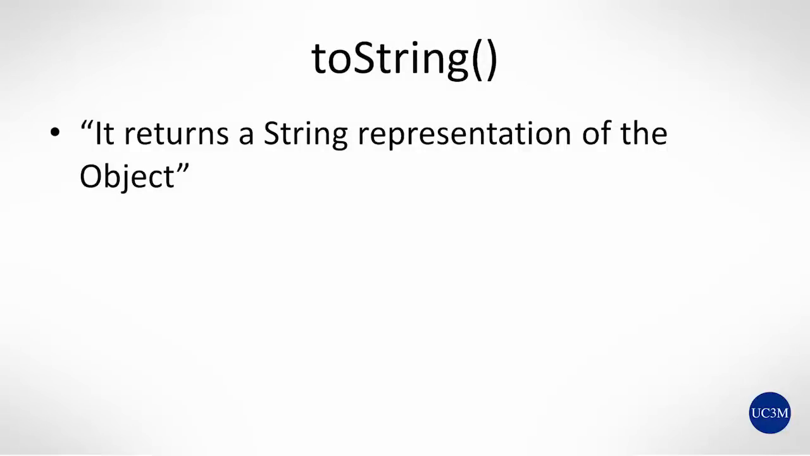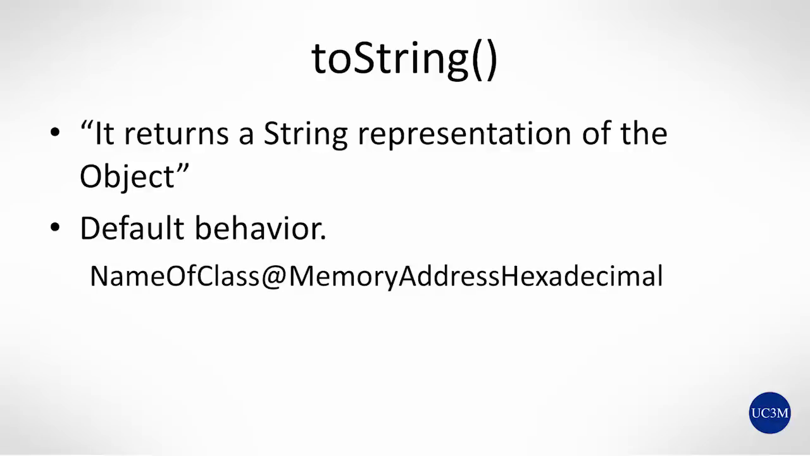The Javadoc description of the method toString in the class Object says that it returns a string representation of the object. Well, what does this string representation look like? By default, the method returns the name of the class of which the object is an instance, and a serialization of the identifier of the object. More formally, a hexadecimal representation of the physical location of the object in memory.